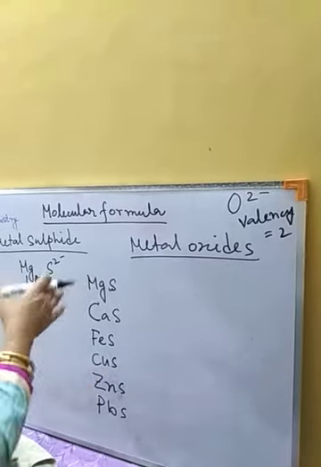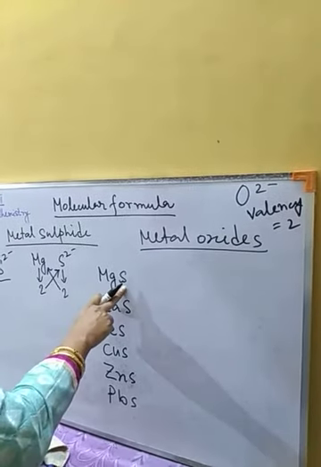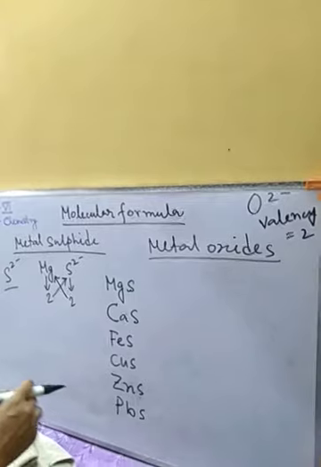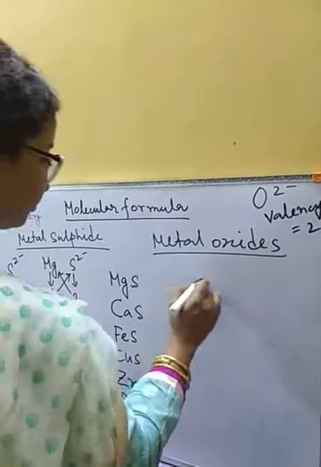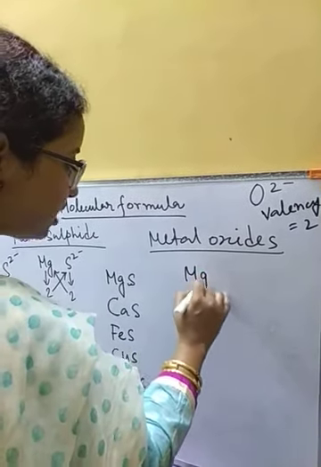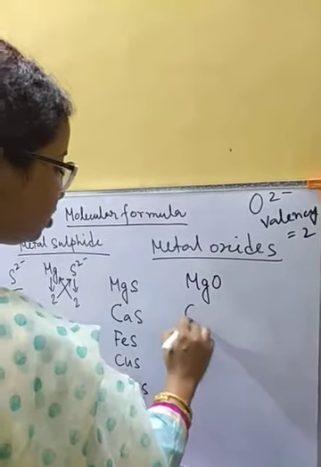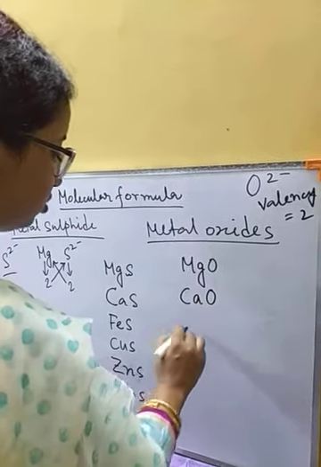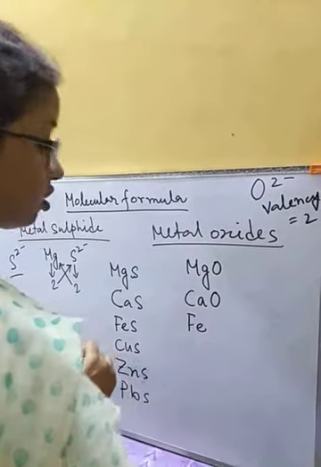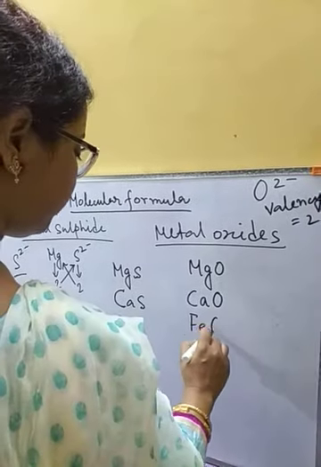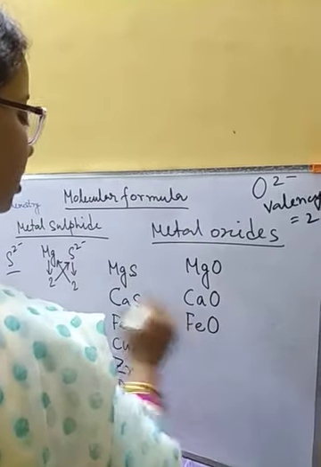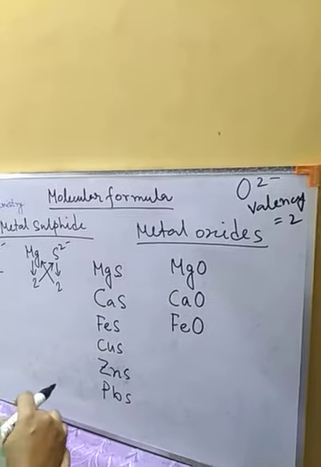So just like sulfide, we have to remove the S and we have to put down the oxygen here. So magnesium oxide, MgO, calcium oxide, CaO, iron oxide, FeO. Iron oxide here we will be writing as iron 2 oxide.